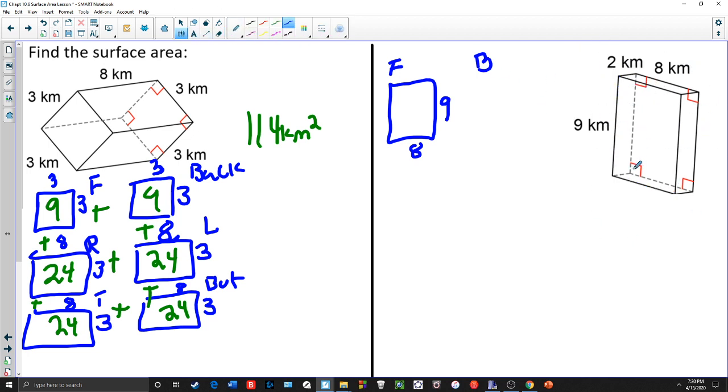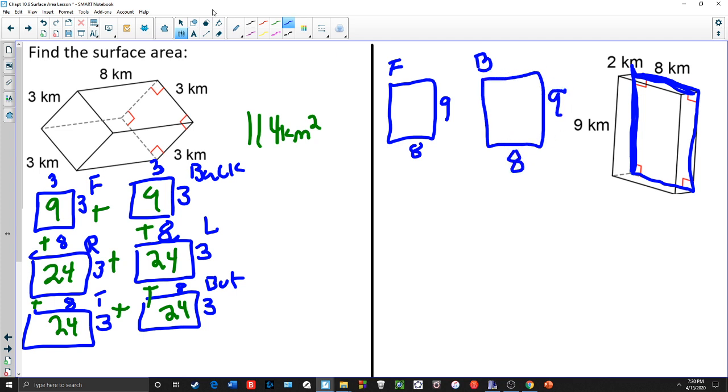So back here, there is also a 9 going up and down this way, by 8 going left and right that way. So another 9 by 8. And then, get rid of this there. We have my left and my right? So let's do this one right here. So that right there, and then this piece right here.